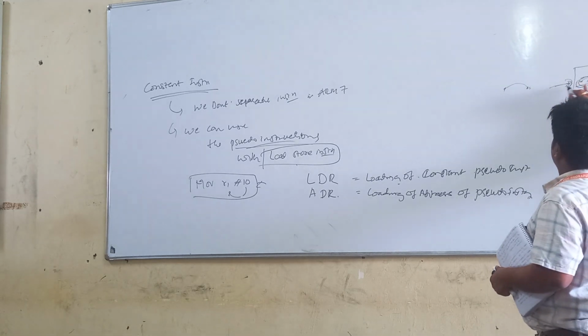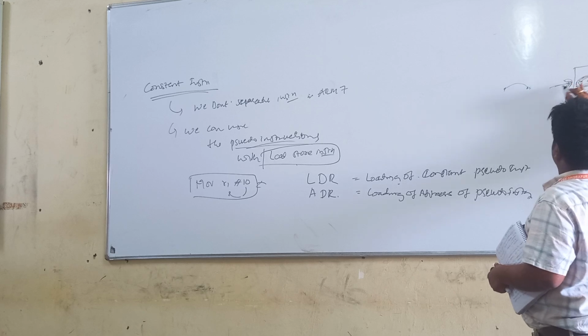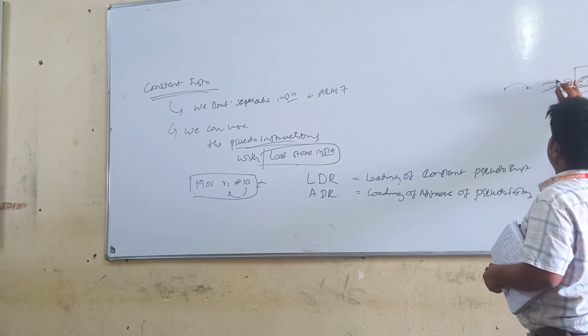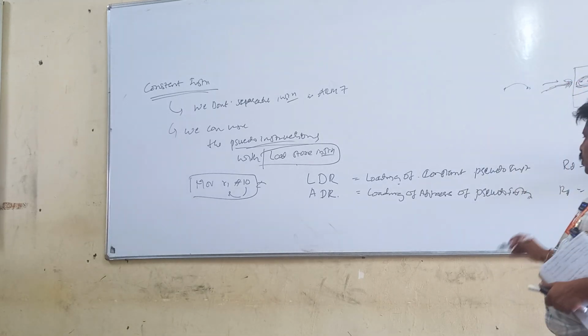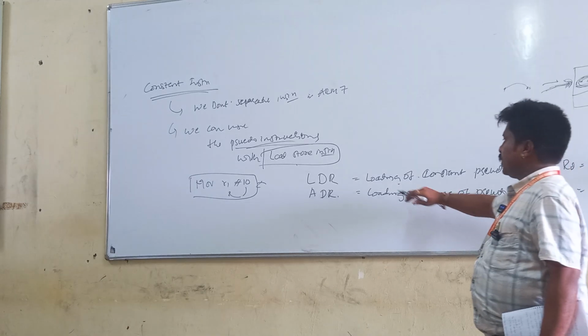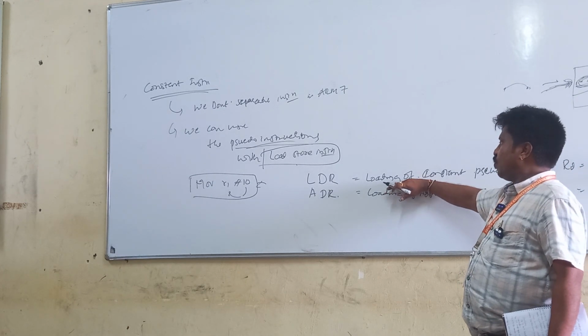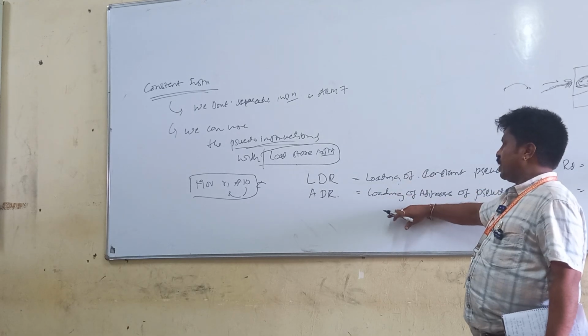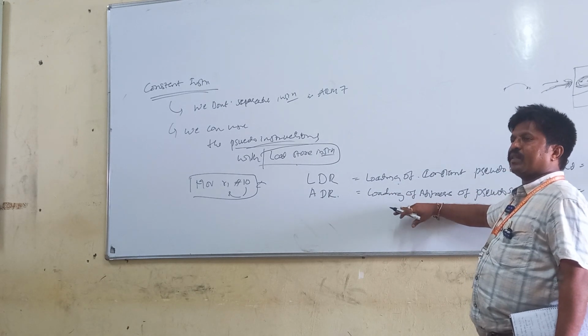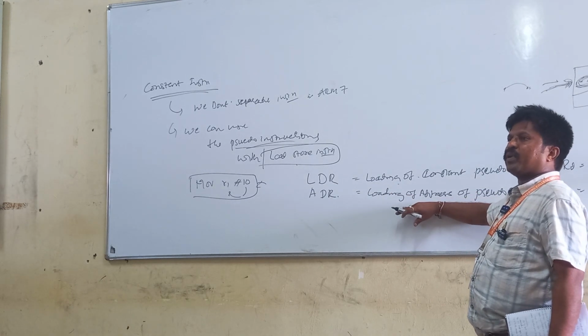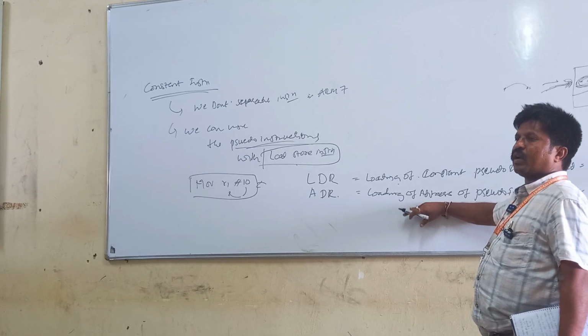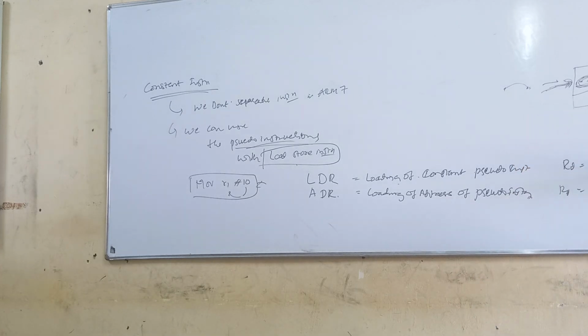We will not send constants directly here. We will send the addresses of those particular constants. That is done with the ADR. This one, done with the LDR, directly loads only the constants. With ADR we will not send the constants directly, we will send the address of that constant, the relative address of that constant.